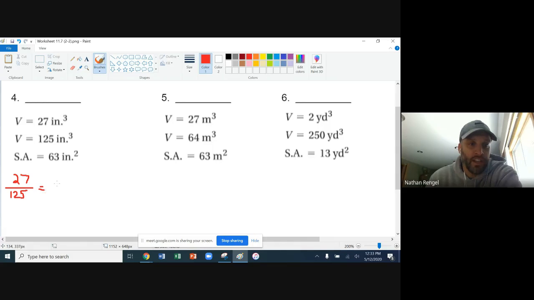We have to keep in mind that a volume scale factor means that some number has been cubed to equal 27, some number has been cubed to equal 125. And to undo that, we are going to use what's called a cube root. And I'll show you where that is on the calculator here in a second. So we're going to cube root 27, and then we are going to cube root 125 to find my linear scale factor.